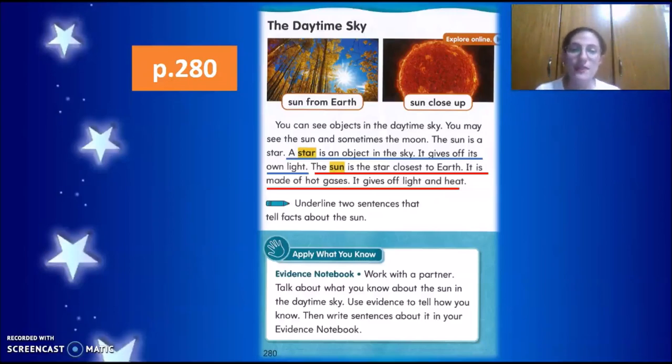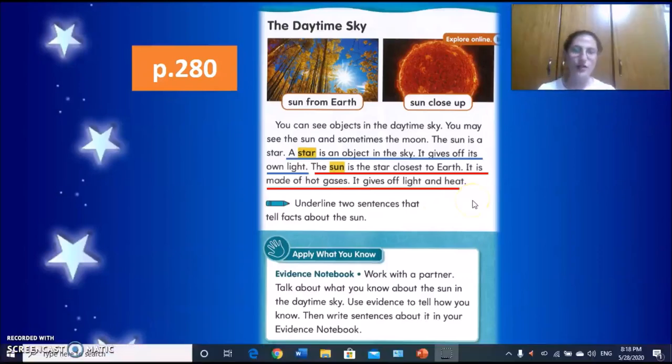What is it made of? It's made up of hot gases, really hot gases, okay? And it gives off light and heat. So what does it give off? It gives off light and heat. So again, the sun is the star closest to Earth.